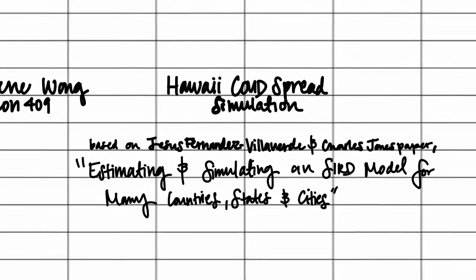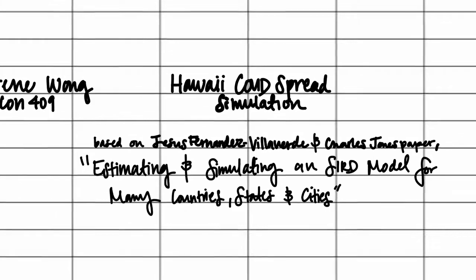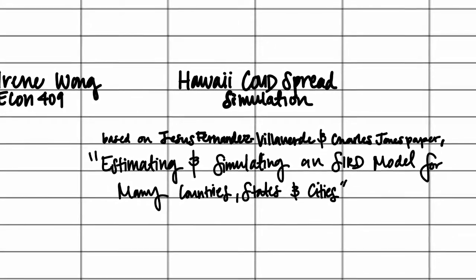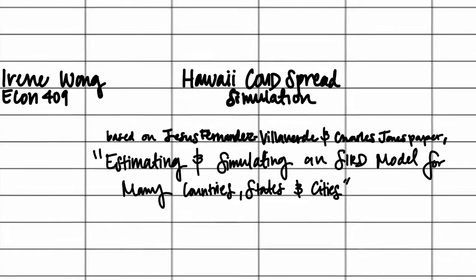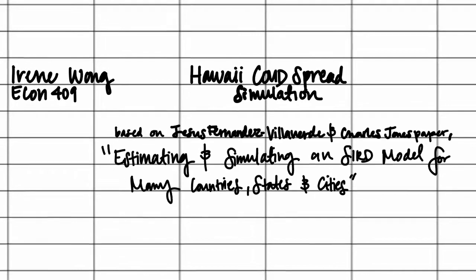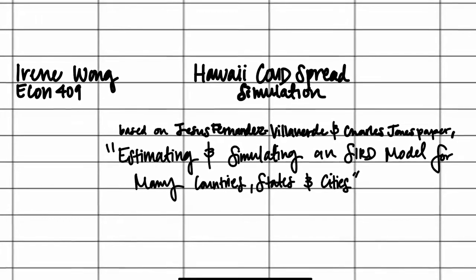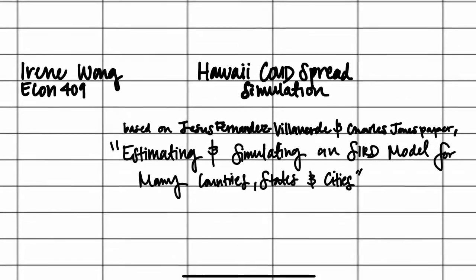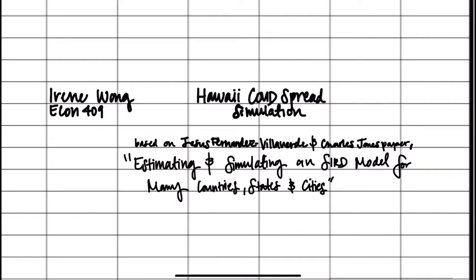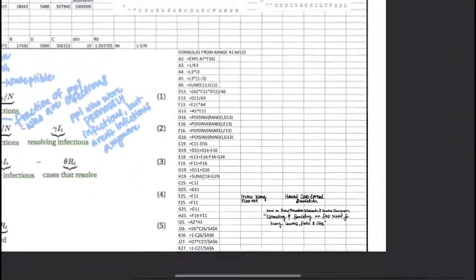My name is Irene Wong, and I will be simulating the spread of COVID for Hawaii for 100 days based on the paper Estimating and Simulating an SIRD Model for Many Countries, States, and Cities by Jesus Fernandez-Villaverde and Charles Jones, with the behavioral responses suggested by John Cochrane on his blog post, An SIR Model with Behavior.